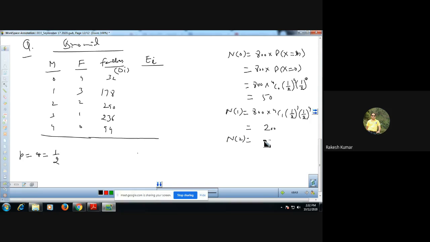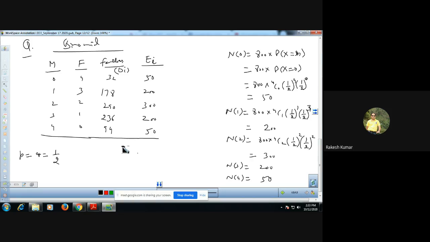n2 will be calculated. This will come out to be 800 into 4C2, 1 by 2 raised to power 2 and 1 by 2 raised to power 2 again. So this comes out to be 300, and 3 is to be calculated. This comes out to be 200, and 4 comes out to be 50. There is symmetry in the values. It will always be symmetrical: 50, 200, 300, 200, and 50.